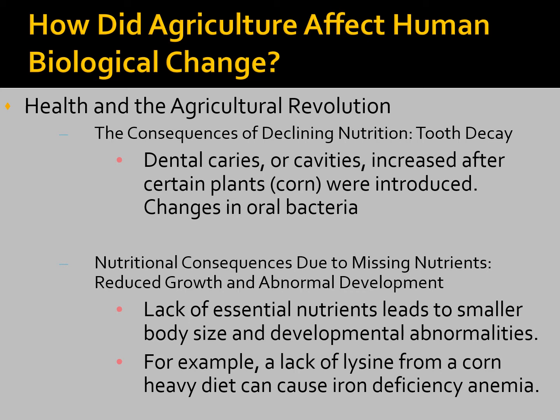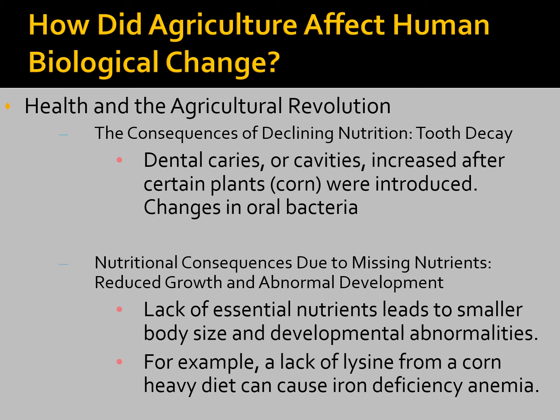We also see the development of nutritional disorders or deficiency diseases, right, which occur due to a lack of essential nutrients, right, which leads to reduced growth as well as abnormal development, right? So in essence, if we use an example, a lack of lysine from a corn-heavy diet can cause iron deficiency anemia. And it's actually a really interesting process how that happens, right?